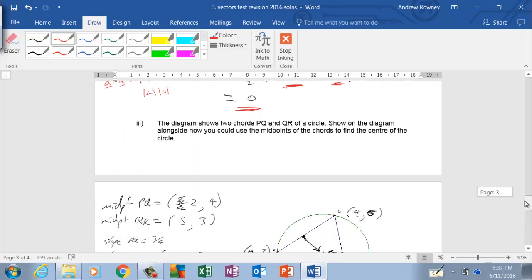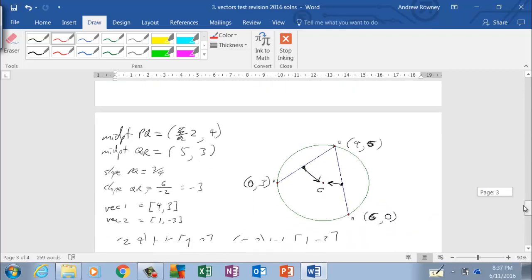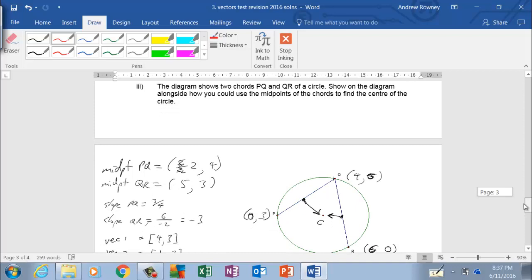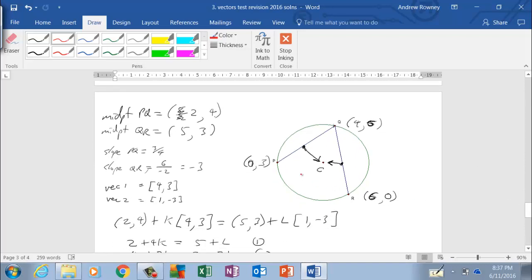Now we've got two chords, PQ and QR. Show on the diagram how you could use the midpoints of the chords to find the centre of the circle. So we need to find the centre of the circle from these two midpoints. The midpoint of PQ is averaging the x's and averaging the y's, so that's 2, 4. The midpoint of QR, average the x's and y's, and we get 5, 3.